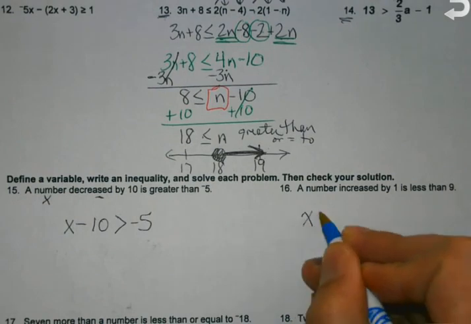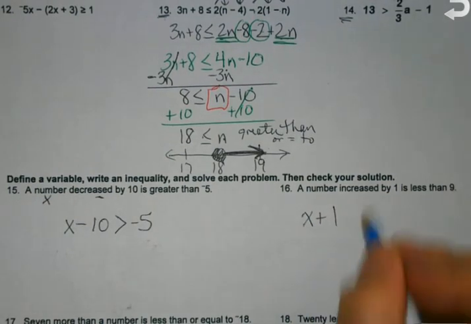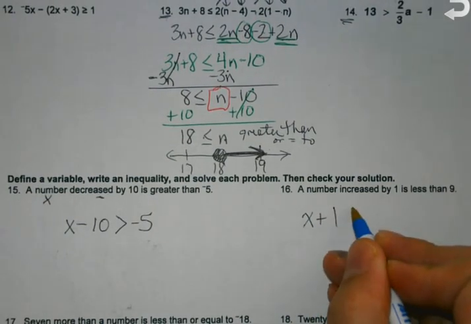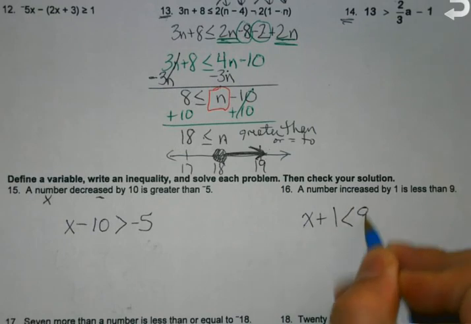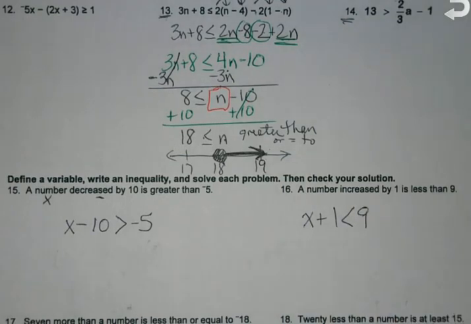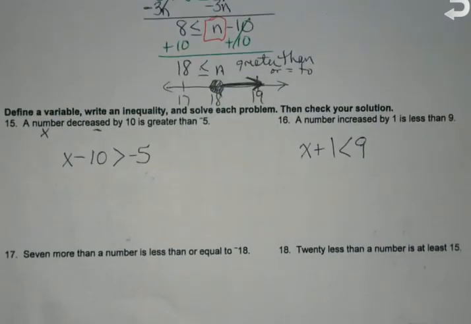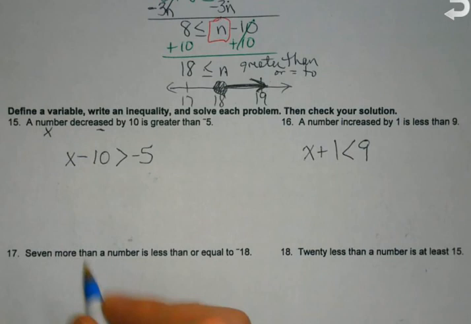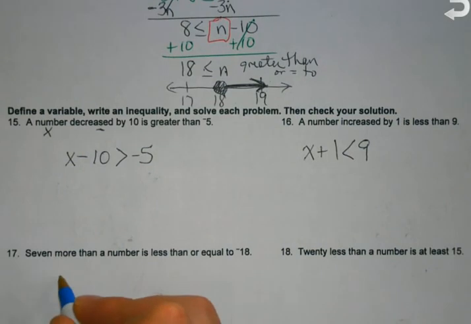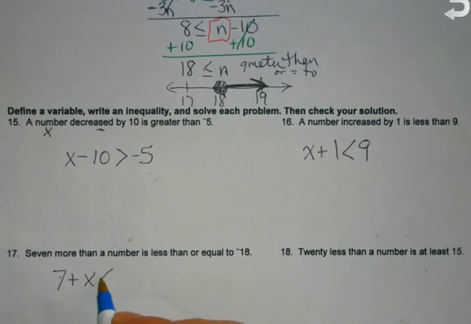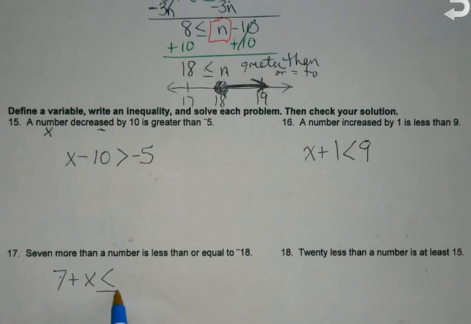What would 16 look like? 16 plus 1. Which way is my arrow going to point, to the left or the right? It's going to eat the 9. Because less than either points at the x side or eats the number side. Absolutely. 7 more than a number. What would that look like? Is less than or equal to negative 18.